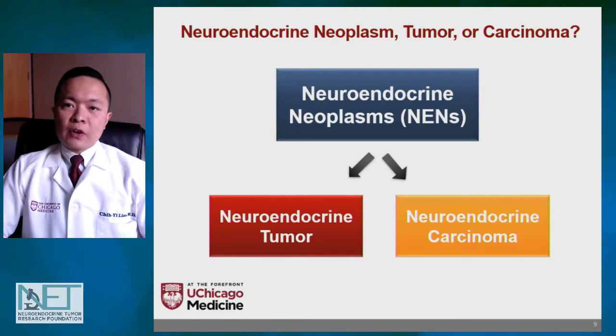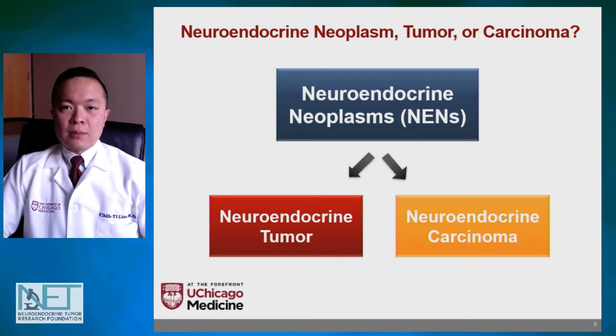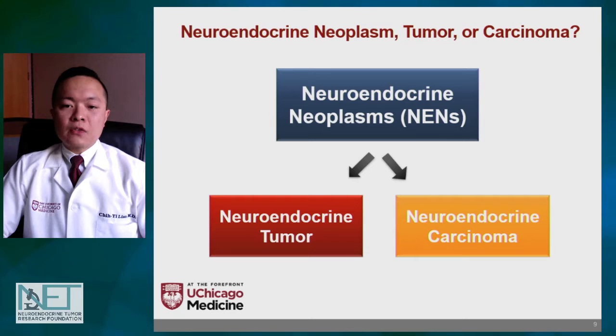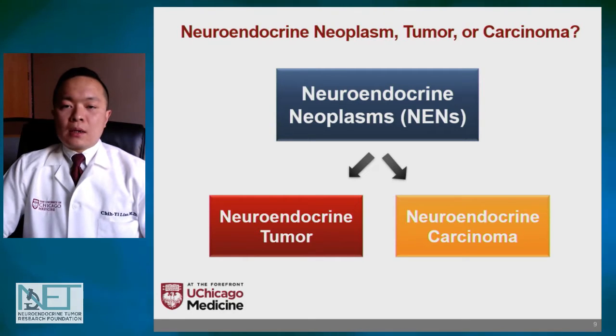I'm sorry for the very confusing terminology that we use to describe neuroendocrine tumors. You may have heard us talk about them as neuroendocrine neoplasms, neuroendocrine tumors, and neuroendocrine carcinomas. So what's the difference between these three terms? In the context of neuroendocrine tumors, we use the term neuroendocrine neoplasms, or NENs, as a broad umbrella term that includes both neuroendocrine tumors and neuroendocrine carcinomas.